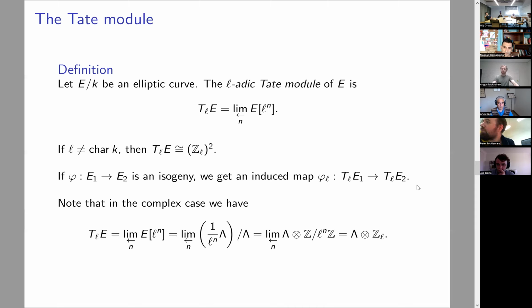One other thing is just, again, in the complex case. If I look at that particular case, I'm looking at an inverse limit over L to the n torsions, but we've identified the L to the n torsions precisely as the L to the n root of the lattice.